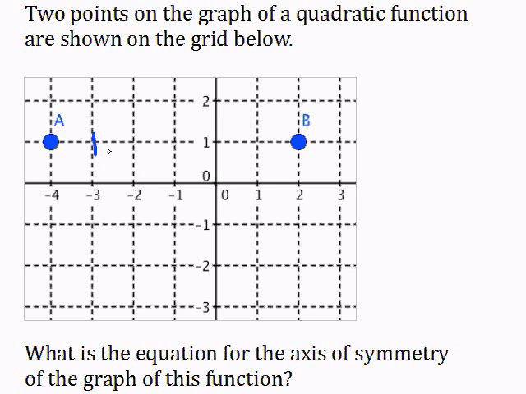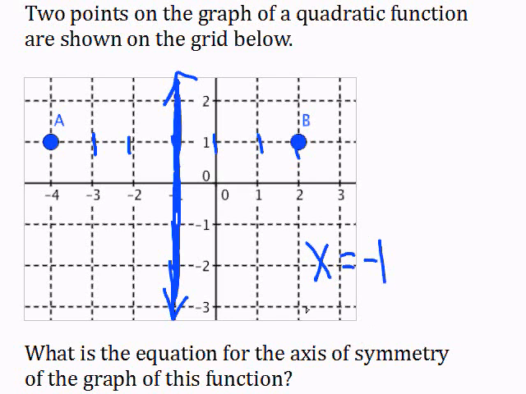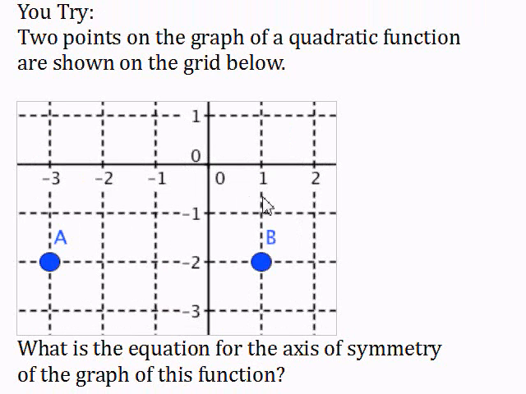So the points are 1, 2, 3, 4, 5, 6 apart. Since the points are 6 apart, if you count 3 in either direction, 1, 2, 3, yep, that's equidistant from both the A and the B. That's going to be your axis of symmetry. In this case, our axis of symmetry is going to be x is equal to -1. Again, the way you did it, find both points, find what's halfway between those points, draw a line straight up and down, and that's your axis of symmetry. Here's one for you to try on your own. Go ahead and work it out, pausing the video, press play when you're ready to see the answer.